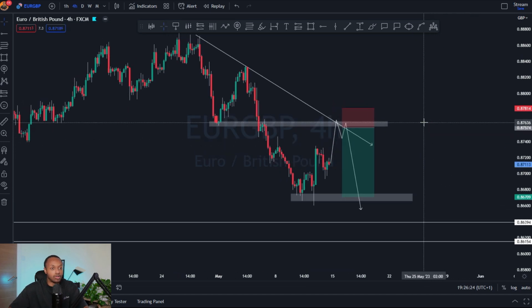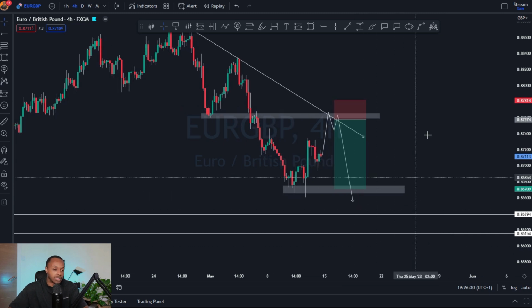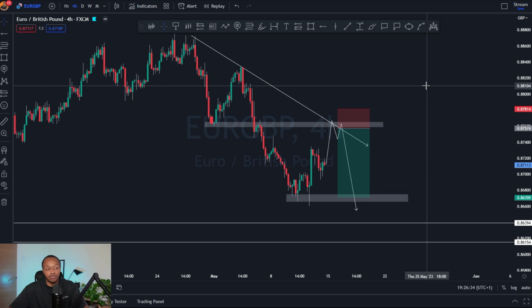So Euro Pound looking at some sells from 0.87636 back down to 0.86729. Potentially could be looking at 0.863 as well. But that will be the analysis, the forecast for next week for Euro Pound.